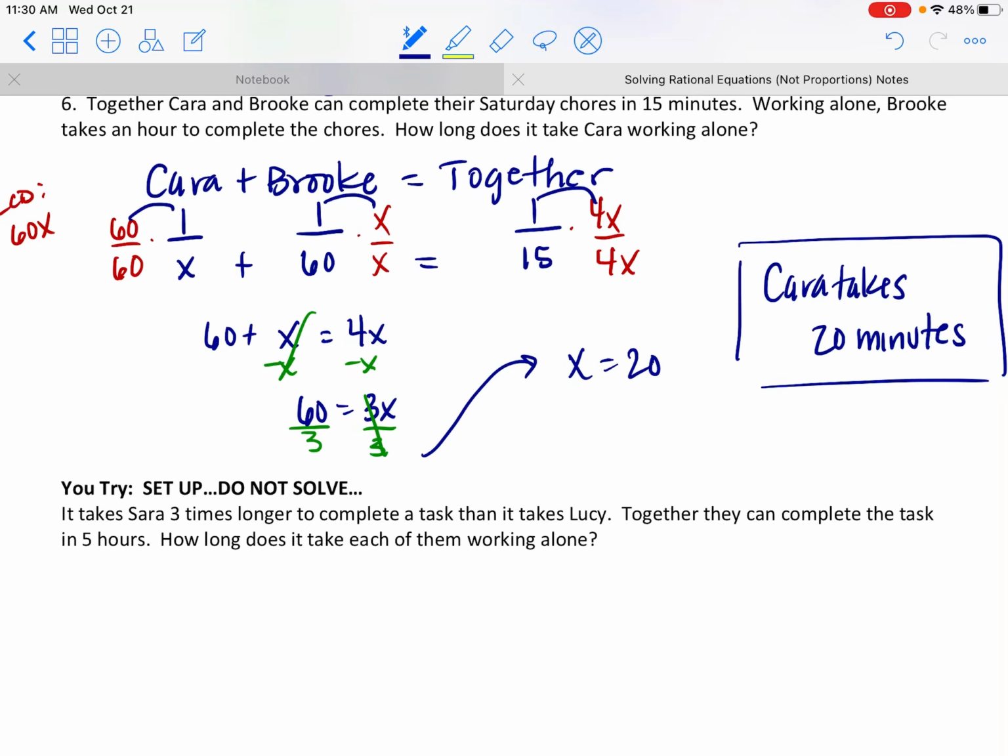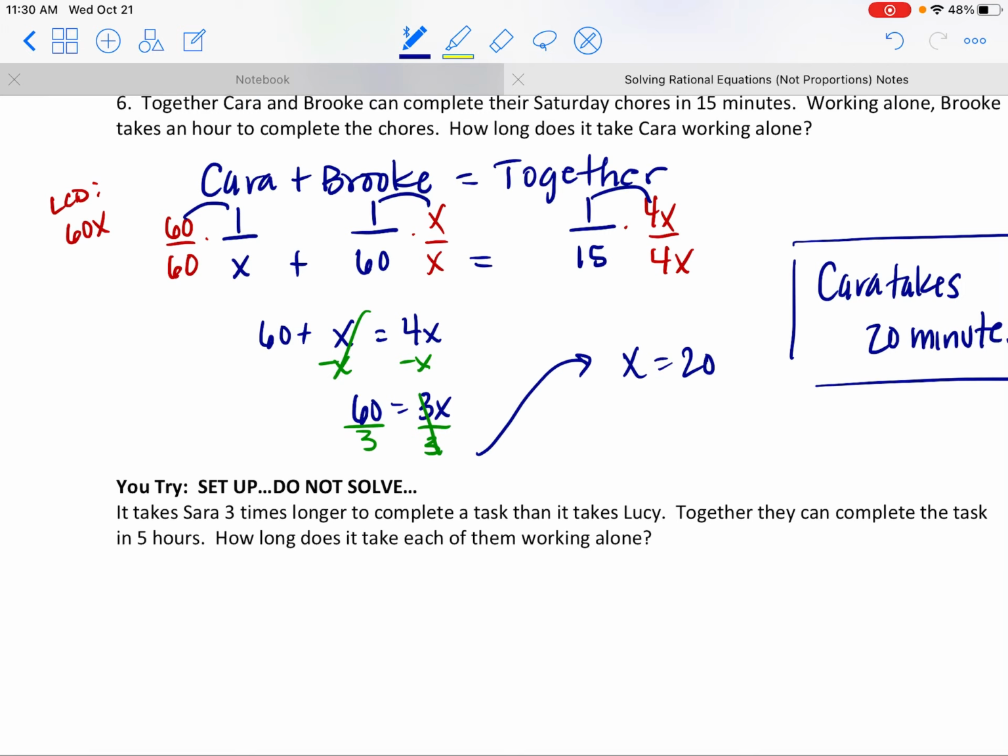Together, they can complete the task in 5 hours. How long does it take each of them working alone? So we've got Sarah in this one, plus we have Lucy in this one, and if we added them, that would put them together. Okay, so it says it takes Sarah 3 times longer to complete the task than it takes Lucy. Now, does it tell us anything about how long it takes Lucy?